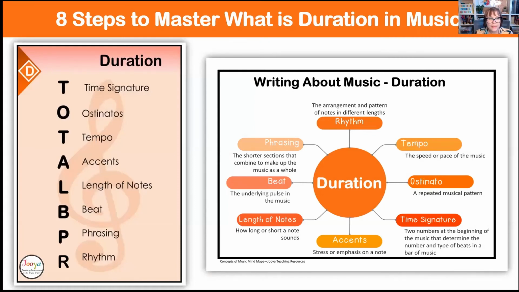So let's just recap. In the freebie, which I'll give you some information about again in a moment, there are the 8 steps to master what is duration in music. Total BPR: so if you read it down the list, total BPR, time signature, ostinato, tempo, accent, length of notes, beat, phrasing, rhythm. That's it.